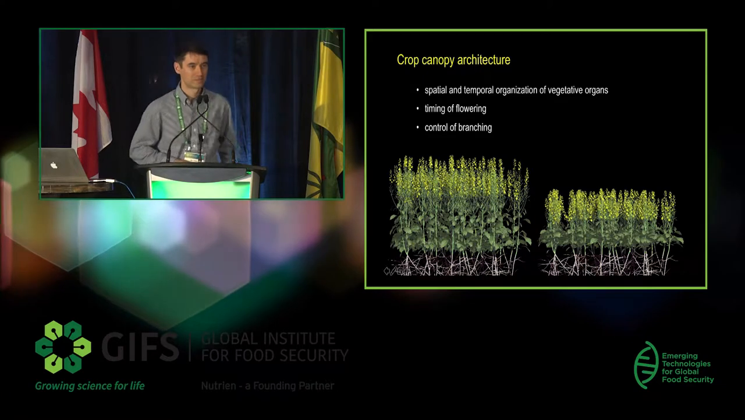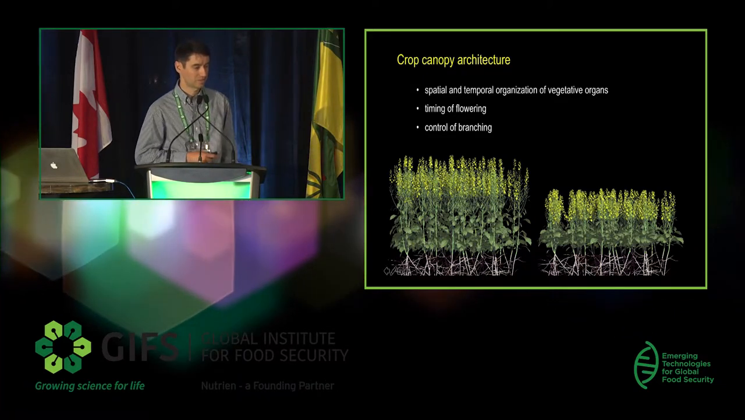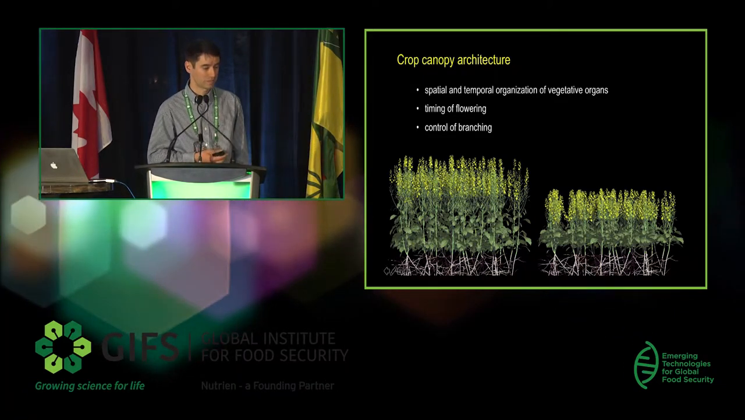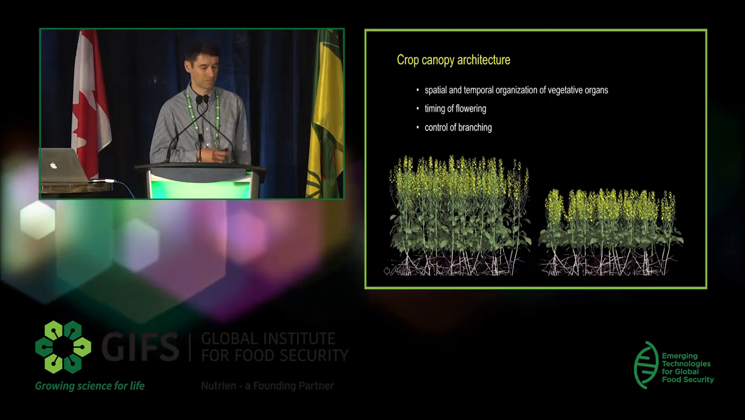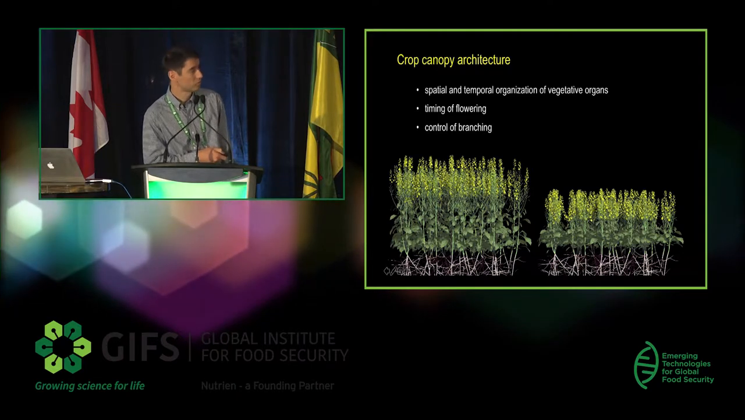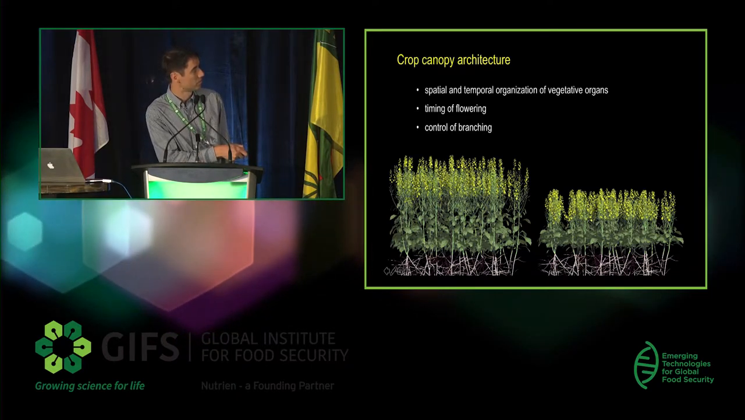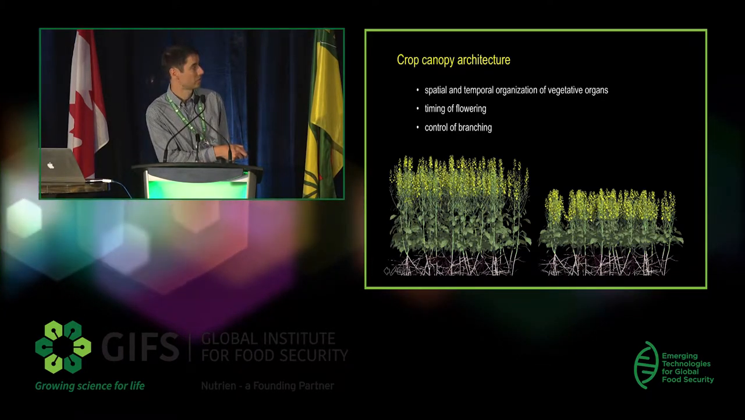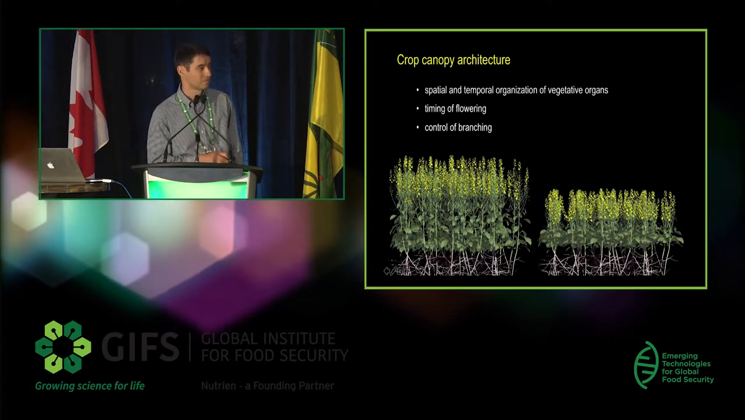Now we can use these different phenotypes to help study the architecture of the canopy by examining the spatial and temporal organization of the organs, the timing of flowering, or the control of branching. So here are two small plots. One is the original canola model I showed you, and one is this dwarf phenotype that I just produced.